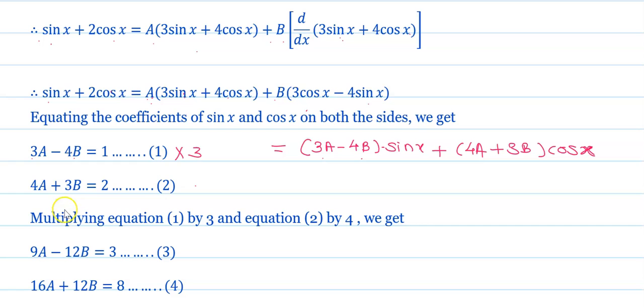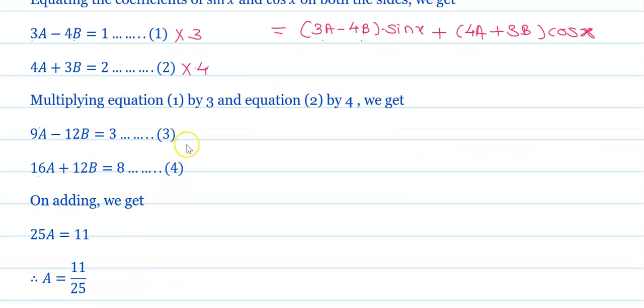We multiply 1 by 3. That will become 9a minus 12b, 1 into 3 is 3. Next, equation 2 by 4. 4 into 4a, that is 16a. 4 into 3b, 12b. 4 into 2, 8. We add these two equations. Minus 12b plus 12b get cancelled. 9a plus 16a, that is 25a.